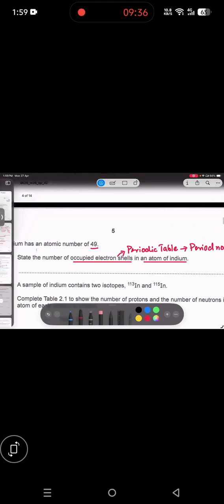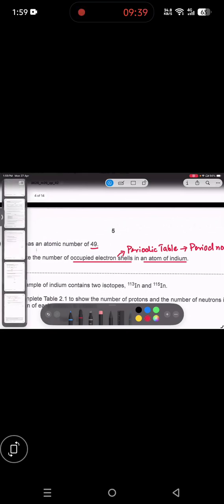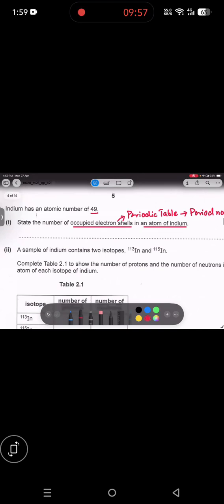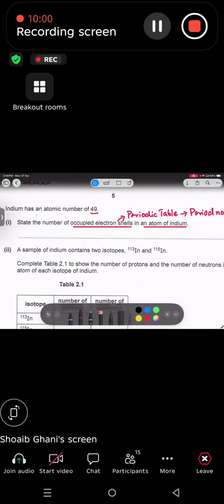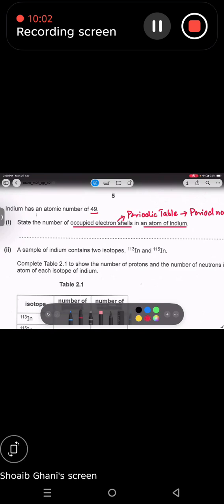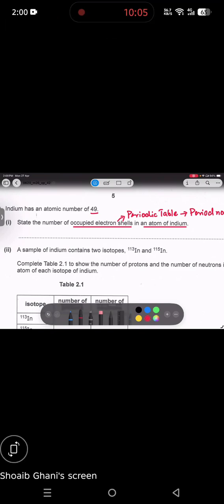So let's go to the periodic table. I think the file is not completely downloaded. One second. Okay, I have checked from the periodic table the period number. The number of shells that can be occupied by indium is five. Five occupied shells.